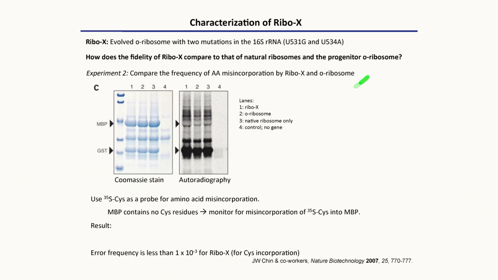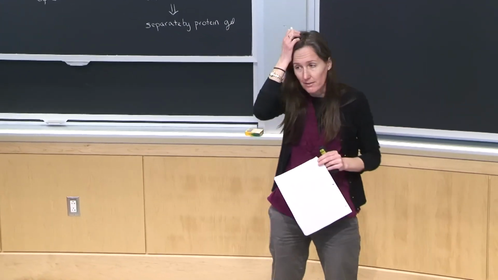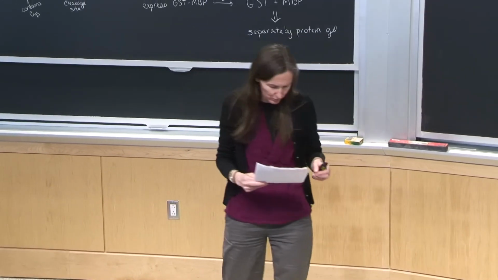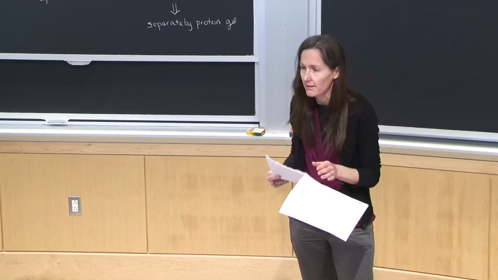But the bottom line is, if we compare the radioactivity here to what's seen here, there's much more with GST, which is what we would expect. And so through some further analysis, they conclude the error frequency is less than 1 in 10 to the 3 for Ribo-X, at least for cysteine, right? So what's the limitation of this experiment from the standpoint of misincorporation, which is what I asked you to think about in closing last time?